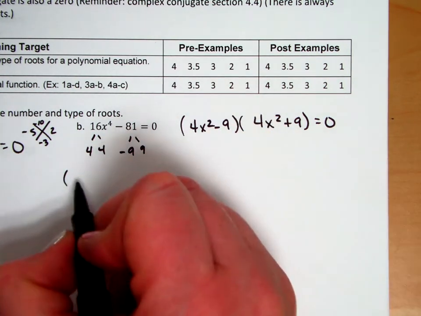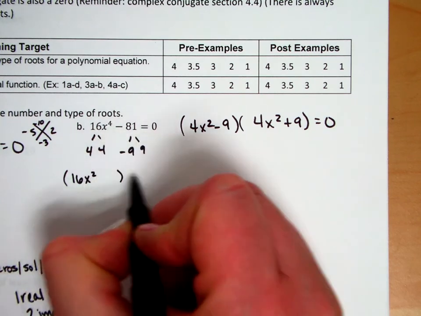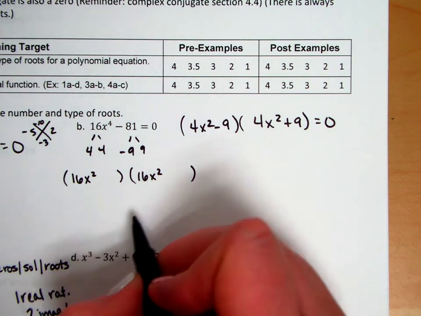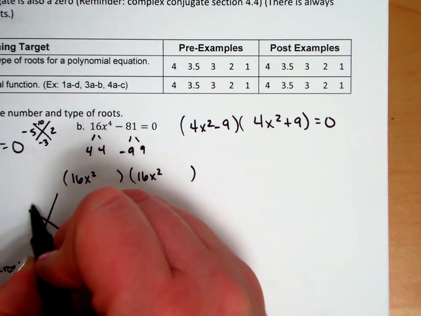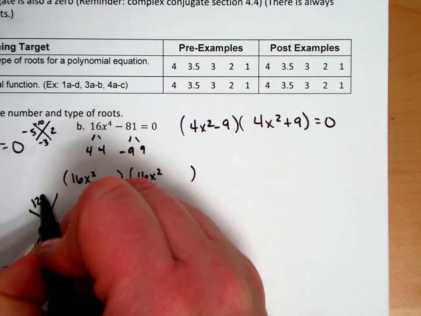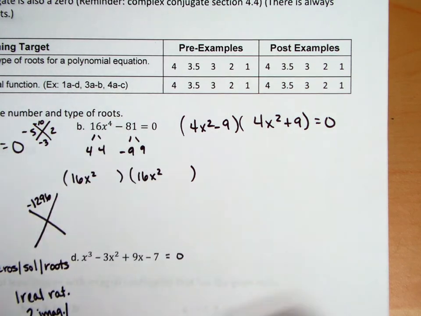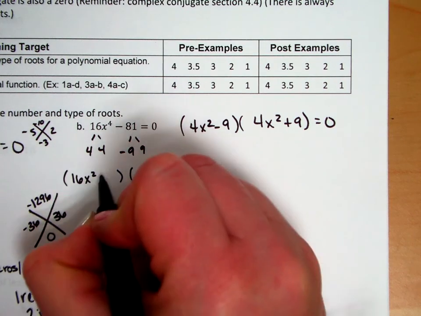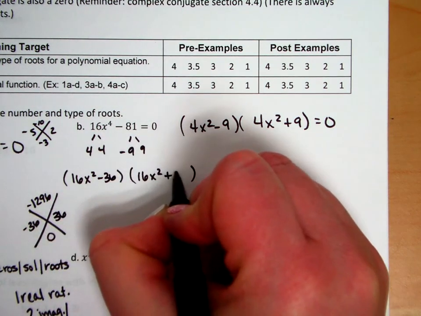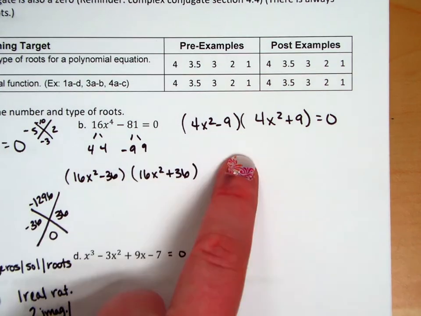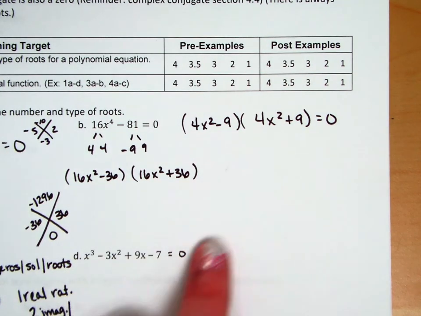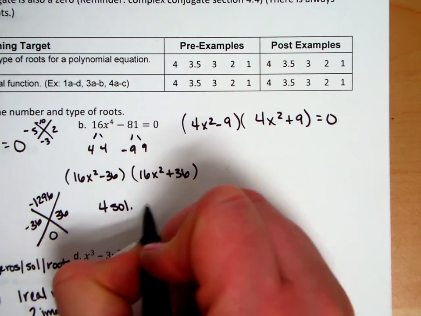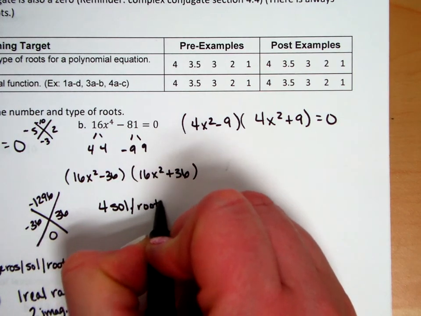If you did the x method, you would have 16x squared, and then you would work with the factors of 16 times 81, which is 1296, negative. That add up to be 0 in the middle, and that's a negative 36 and 36. They're both divisible by 4, so that would get me right back to here. Now, I know this is going to have 4 solutions, or roots, zeros.